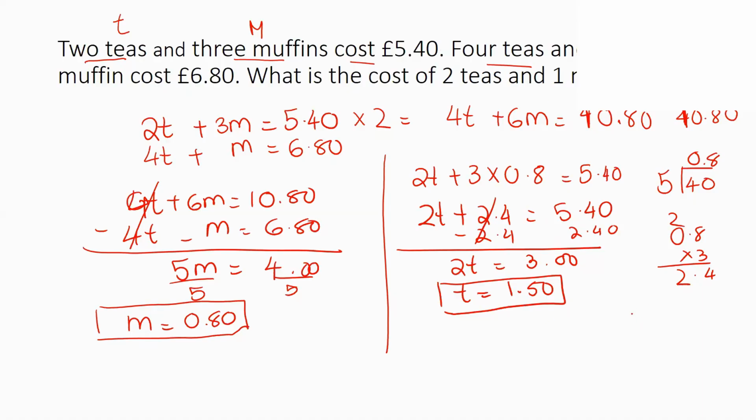So 2 teas is going to be, we just had £3 there, and then we need to add one muffin, which is 0.80 pence. Altogether, that's going to be £3 and 80 pence. So that's our final answer.